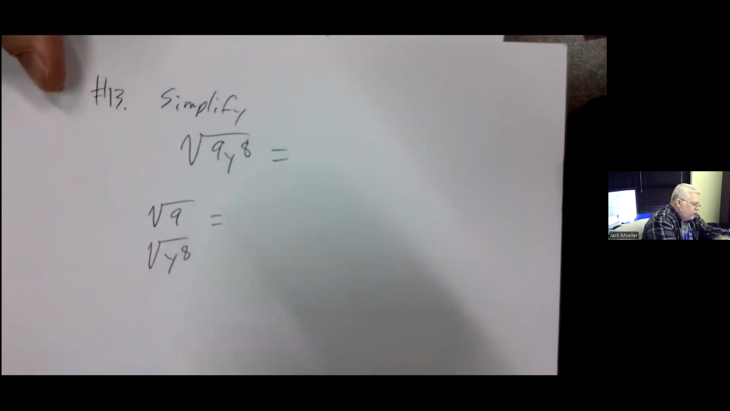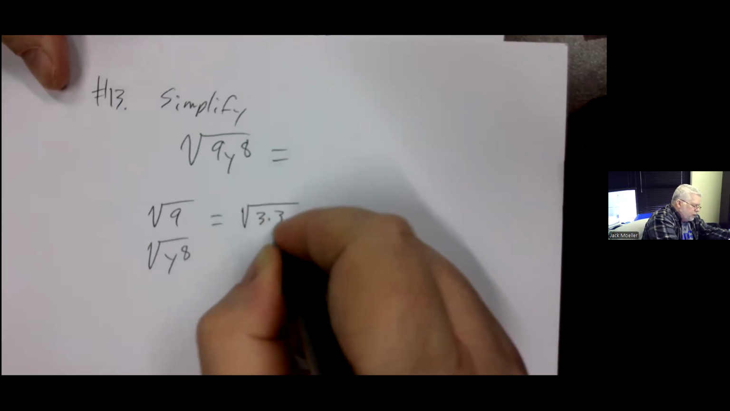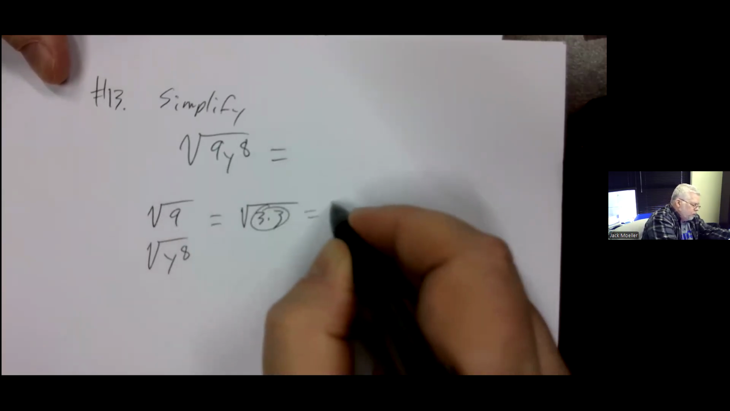Well, hopefully the square root of 9, you're comfortable with that being 3. The grouping method is a good way to show that because 9 is 3 times 3. We're dealing with square roots, we want pairs. So that's just 3.